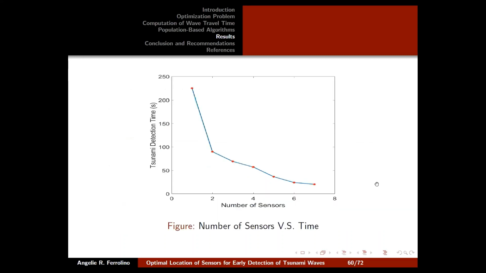So again, we examine how the number of sensors will affect the tsunami detection time. And we can see here that as the number of sensors increases, the tsunami detection time decreases. Also, when we have 6 sensors to 7 sensors, there is only a little improvement in the tsunami detection time. And so 6 may be a good number of sensors that will give us good tsunami detection time without introducing an additional cost.